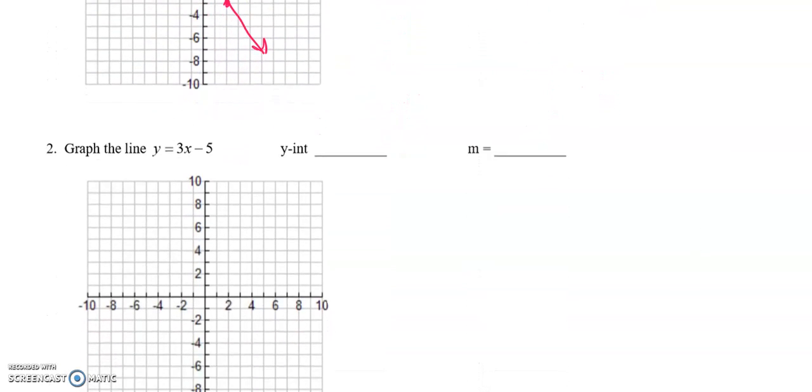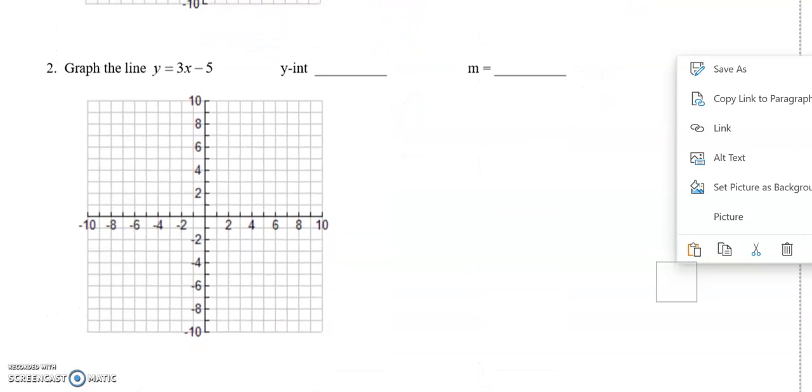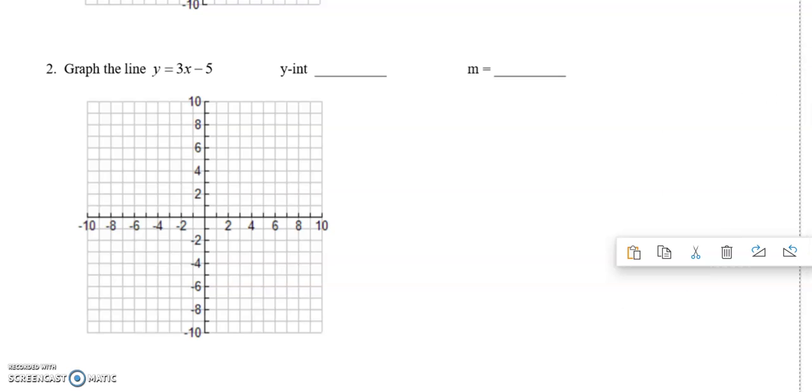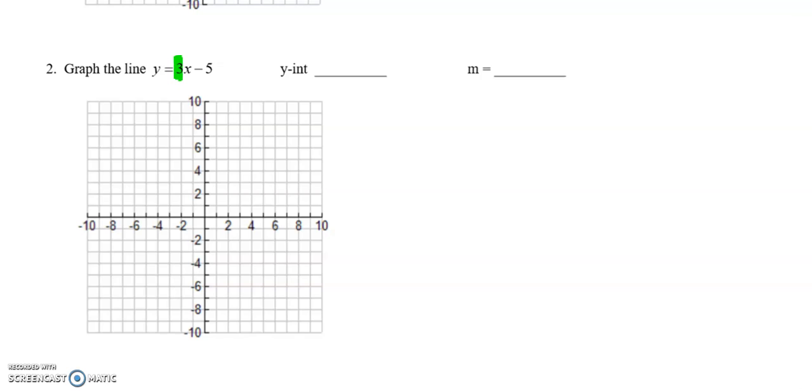Let's look at number 2. Graph the line y equals 3x minus 5. This again is in slope-intercept form. So I can peel off the slope. My slope is 3. I can think of that as 3 over 1. My y-intercept comes from the b value, the constant. So that is the point 0, comma, negative 5.